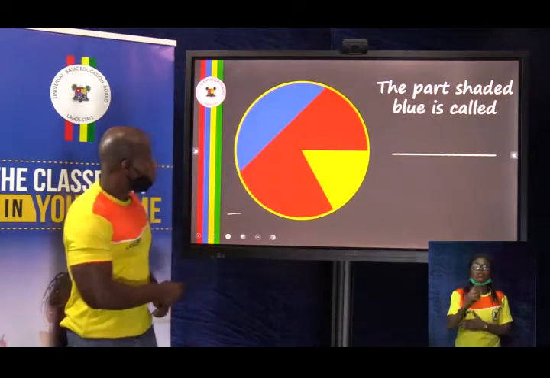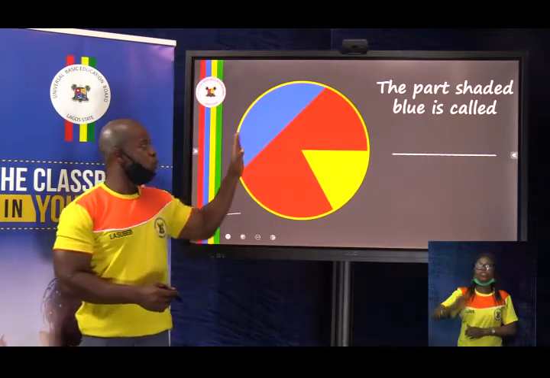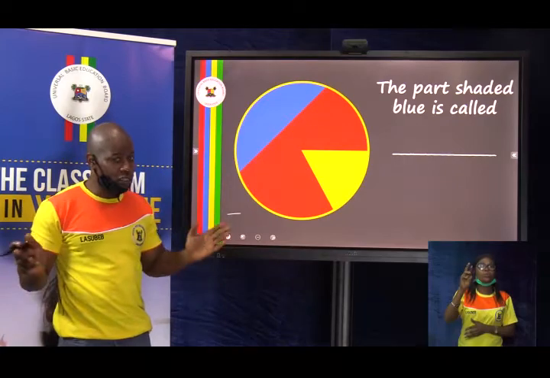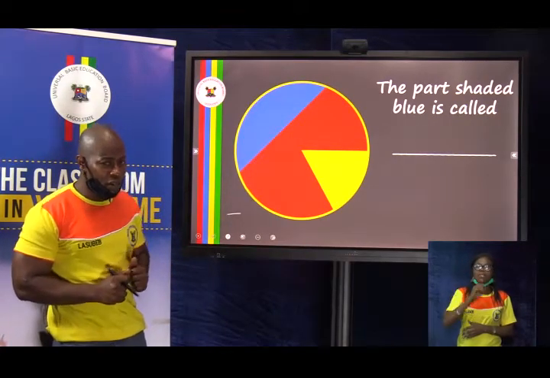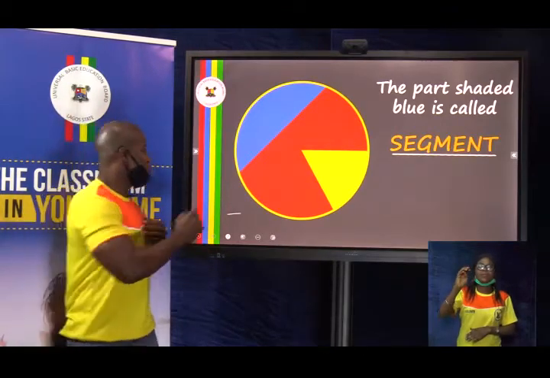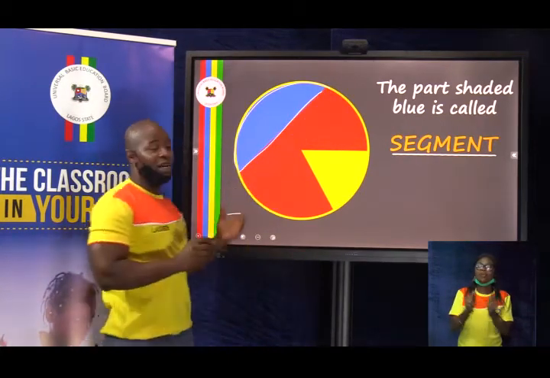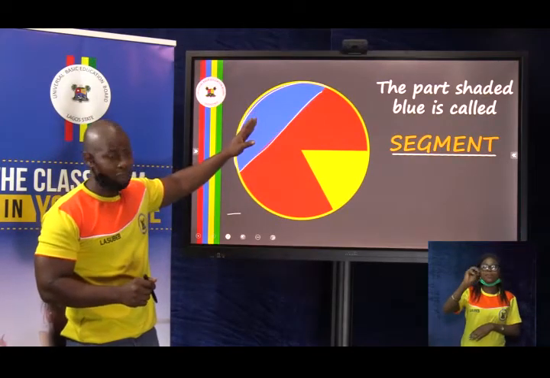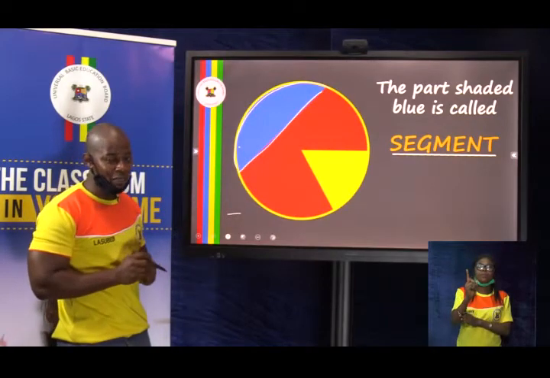The next one says the part shaded blue. Yeah, this part. What do we call the part shaded blue? Did I hear you say chord? It's not a chord. Sector? Not a sector. It's actually a segment, because a segment is a part that is bounded by a chord and an arc, and that is the blue part. It is a segment. In fact, it is a minor segment, because the whole of this part now will be the major segment.